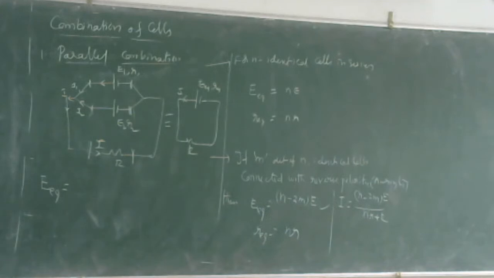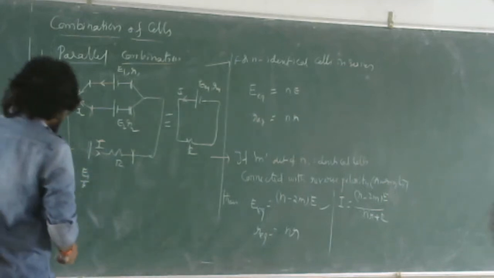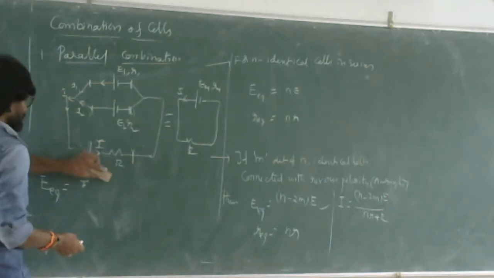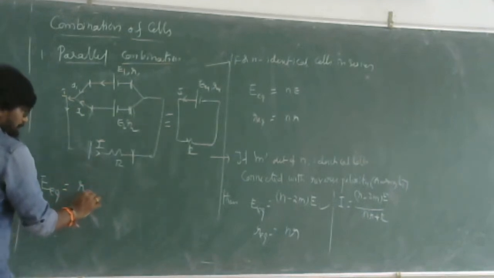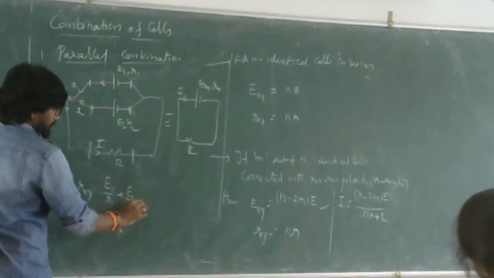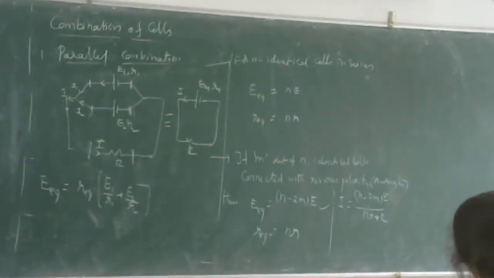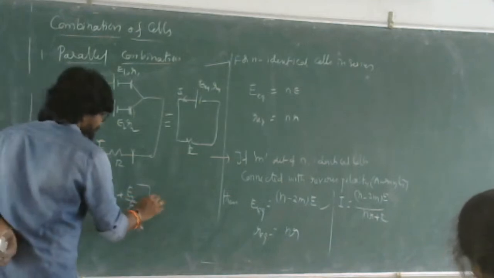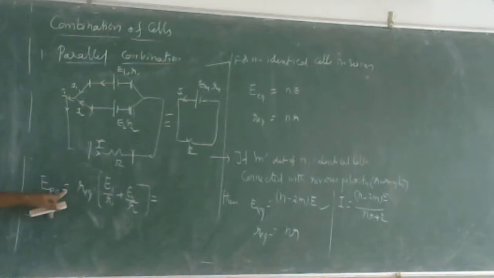E equivalent is equal to R equivalent into (E1 by R1 plus E2 by R2). I will give you different ways of representing this. This is one way of expressing it. Got it? This can also be expressed as follows for two cells. As the resistors are in parallel, R equivalent will be taken as R1 R2 by R1 plus R2.